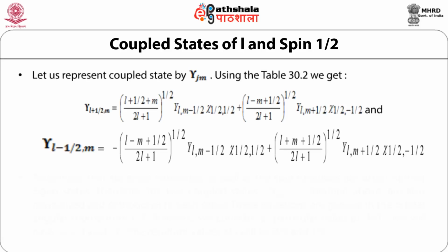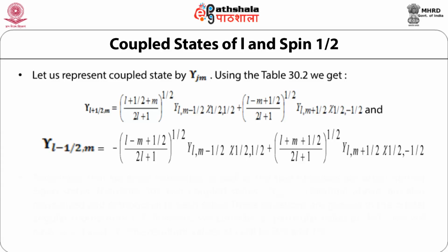Now let us represent the coupled state by the spherical harmonic Y J M, and using the second table for the Clebsch-Gordan coefficients, we have the value of the coupled state Y subscript L plus 1 by 2 comma m given by bracket open L plus half plus m by 2L plus 1 bracket close to the power half Y L comma m minus half xi half half plus bracket open L minus m plus half upon 2L plus 1 bracket close to the power half times Y L comma m plus half xi half comma minus half.